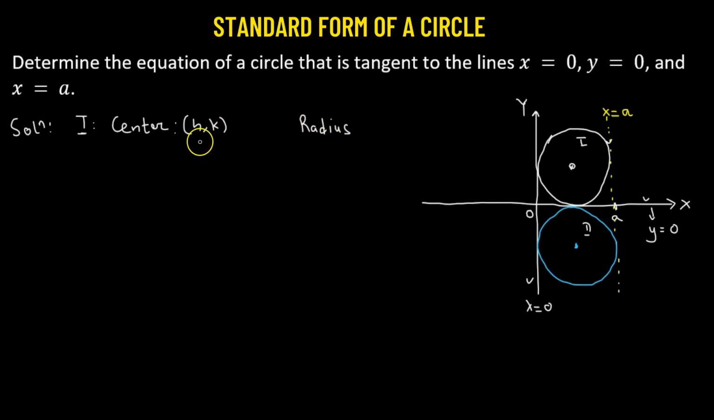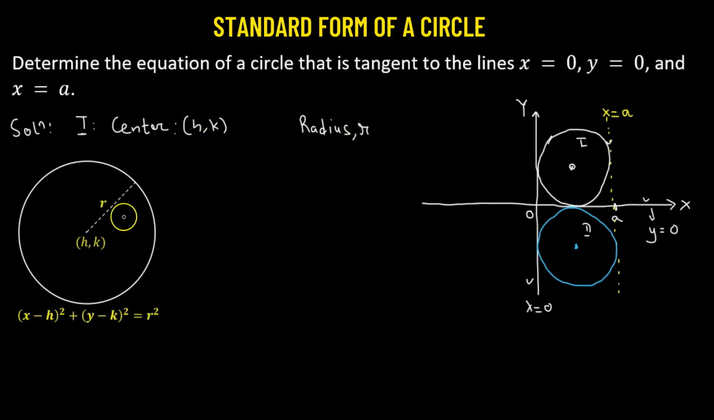Let us consider a circle whose center has the coordinates h, k, and a radius r. Then the standard form of the circle is given by x minus h whole squared plus y minus k whole squared equals r squared. So our goal is to find the coordinates of the center, the values of h and k, as well as the radius. Once we have that, we can plug it into this standard form, and that gives us the equation of the circle.